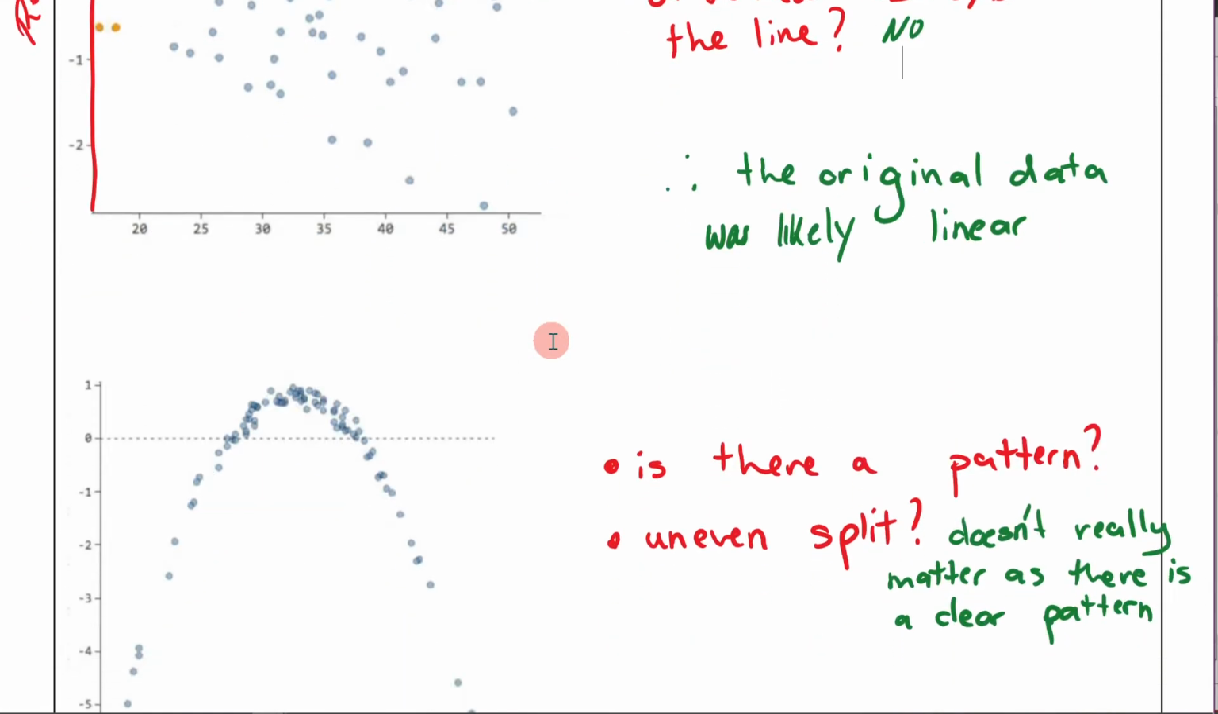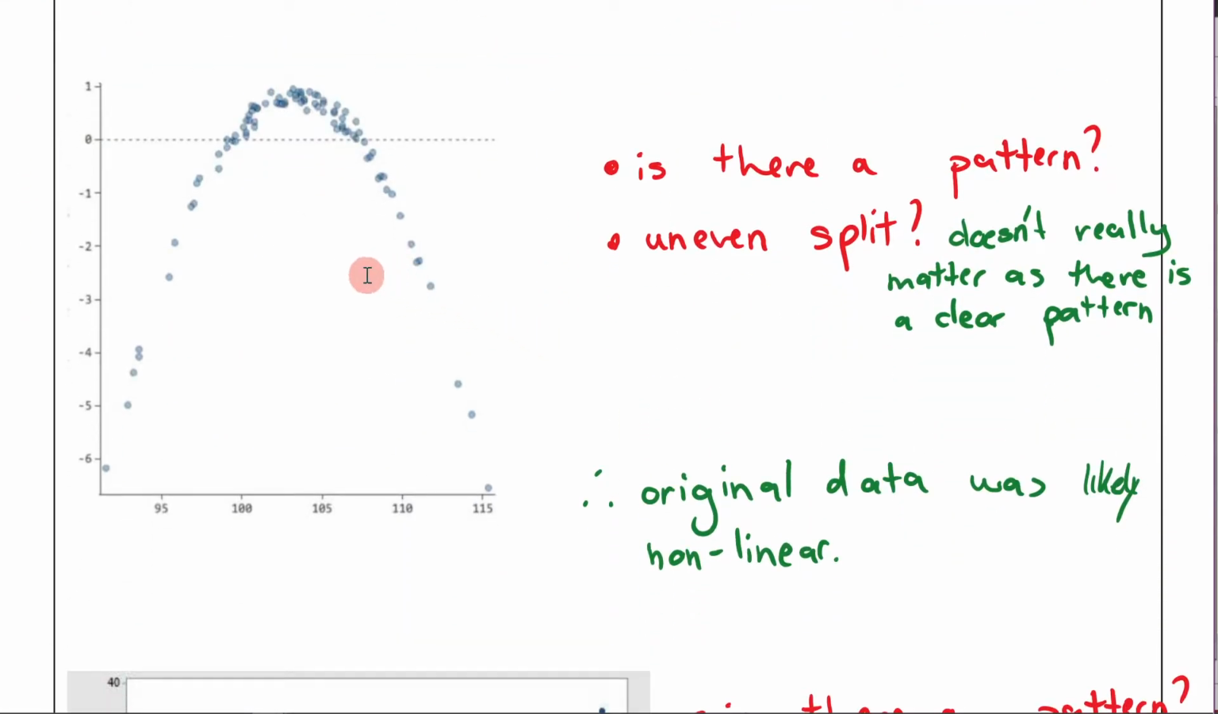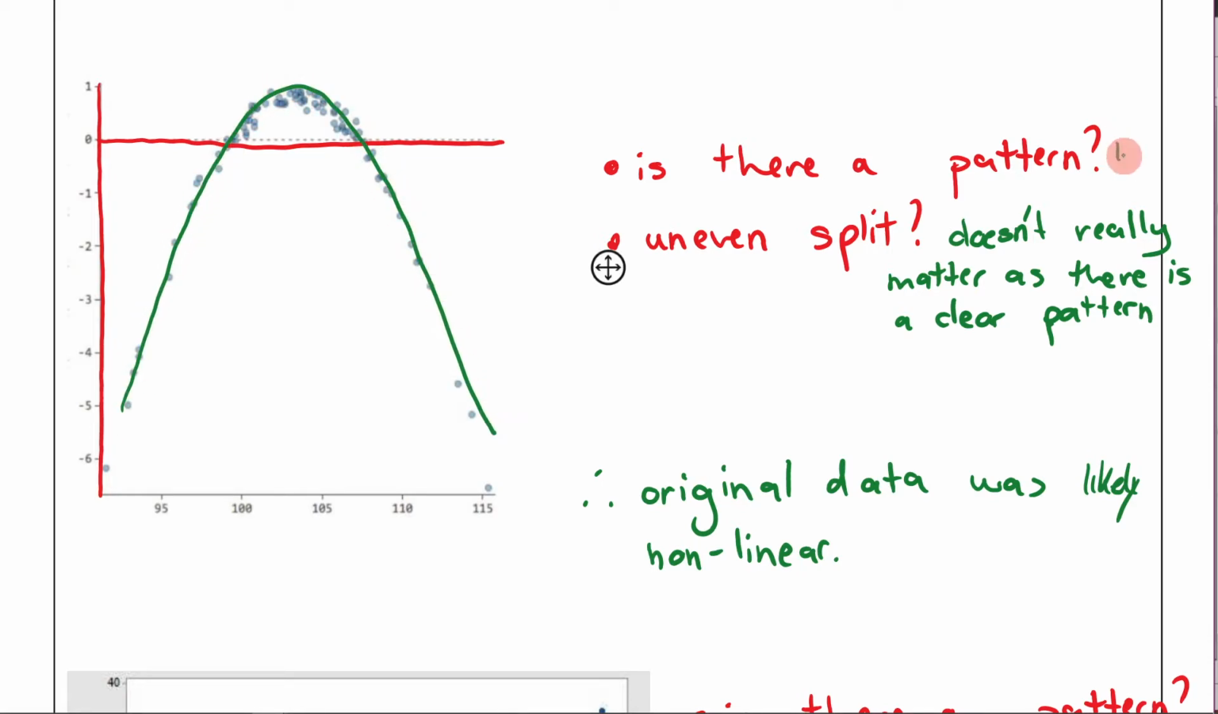Let's keep on moving. The next one here. Again, let's just take note. Our y-axis here is giving us the residual values, and then we've got our x-axis here. Now, the first question we're going to ask ourselves, is there a pattern? And there clearly is a pattern here, isn't there? Look at that pattern right there. So is there a pattern?